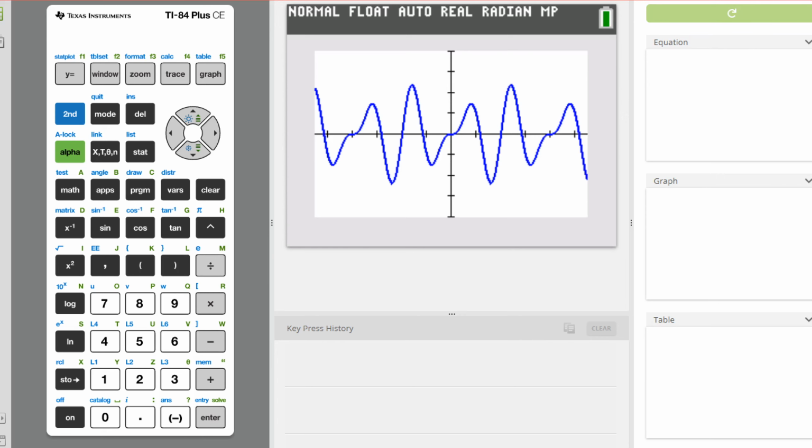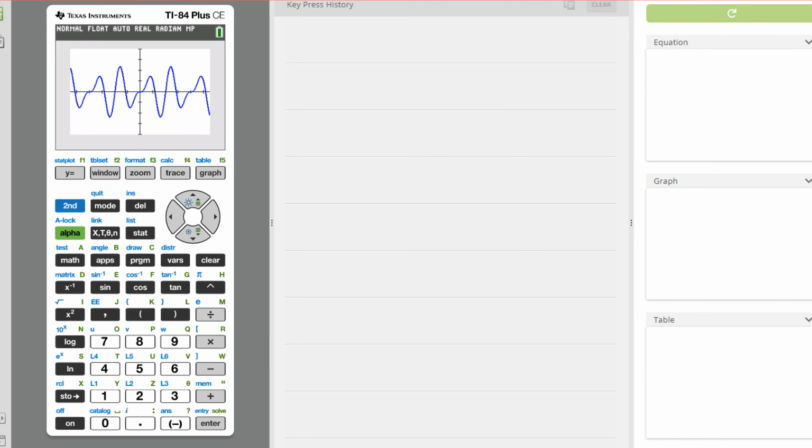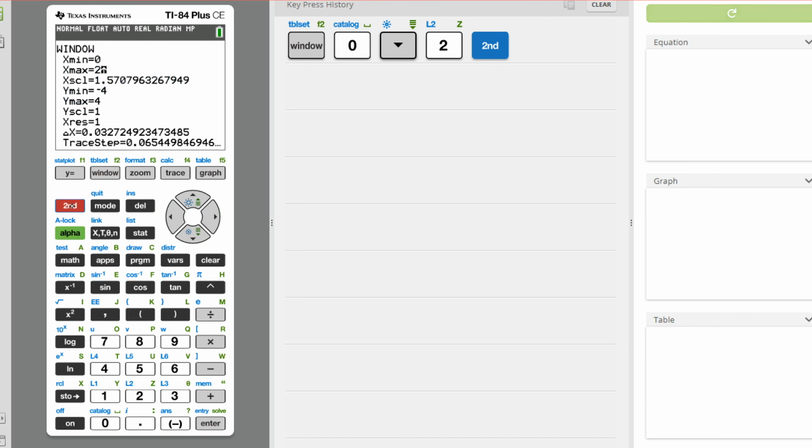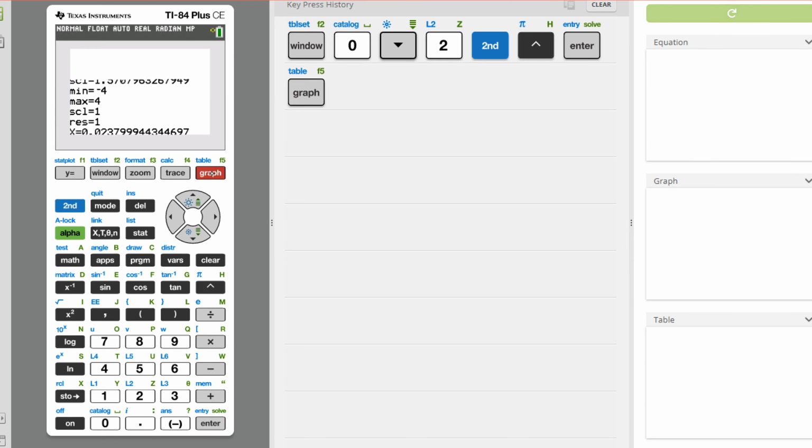So I'm going to adjust my window just a little bit so that we can make a good sketch of this graph by hand. I'm going to set the minimum value for x, which is going to be our t on our graph, to be 0. And let's look at 2 pi as our t maximum. So we'll look at the graph from 0 to 2 pi.